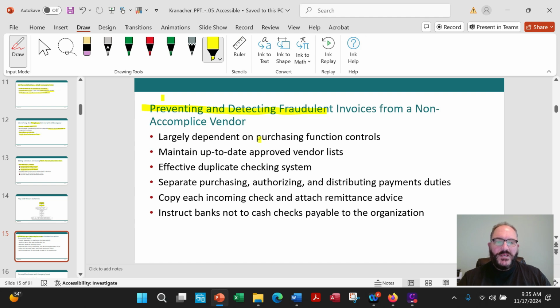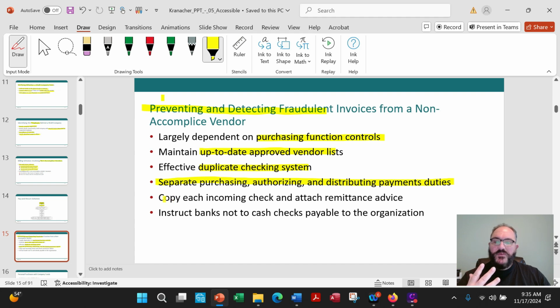So again, this all has to do with purchasing control functions. It's always internal controls. That's really the bottom line to many of this. Again, making sure you have up-to-date approved vendor lists. Make sure there's no duplicate checks going out. And again, separation of duties: purchasing, authorizing, and distributing. If you separate those functions, it's harder for them to commit fraud.